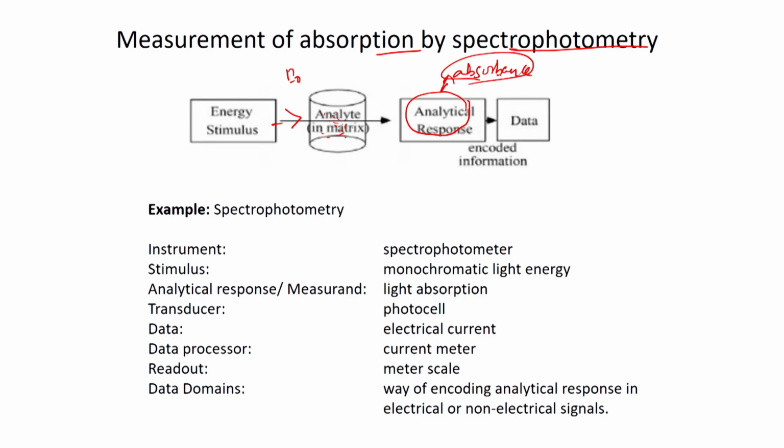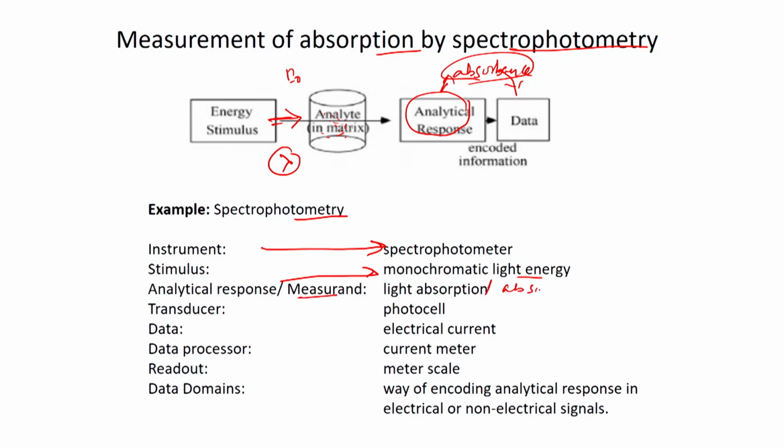This response is collected in the form of data. This is actually encoded information. The example I am giving here is spectrophotometry. There are different things here in the nomenclature that we use. The instrument is a spectrophotometer. Stimulus is monochromatic light energy. So this is single wavelength light energy that we are putting. If you don't put this, you cannot measure here. And then the analytical response or measurement is light absorption.